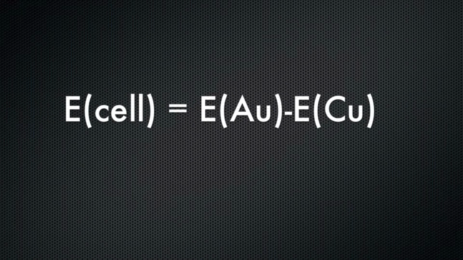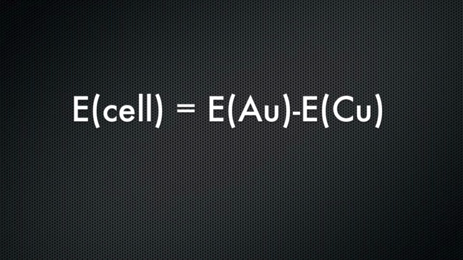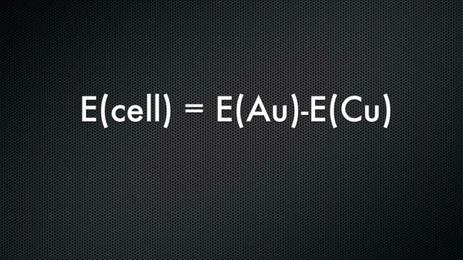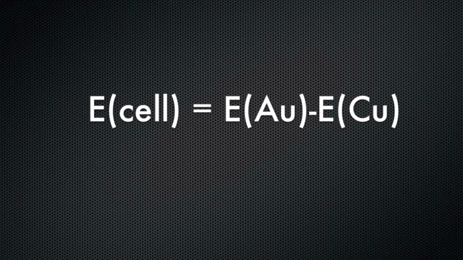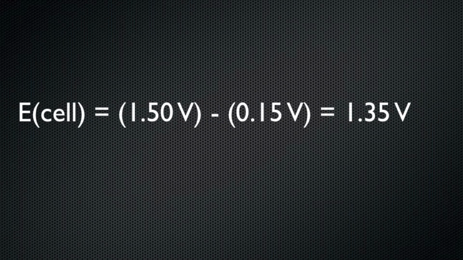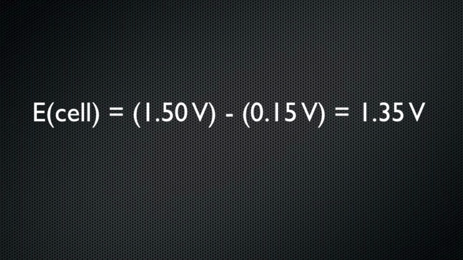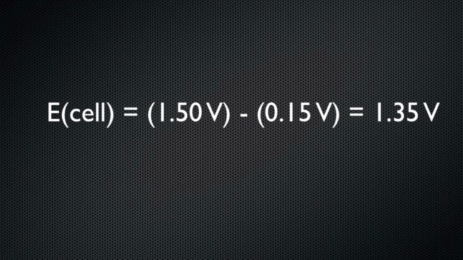This means that gold is the cathode and copper is the anode in a voltaic cell of these metals. If we assume that they have surrounding solutions of the same molarity, then we know that the voltage of the cell is equal to the reduction potential of gold minus the reduction potential of copper. So the voltage of the cell is equal to 1.50 volts minus 0.15 volts. So 1.35 volts is the total voltage of the cell.